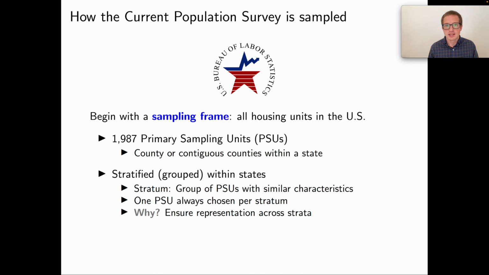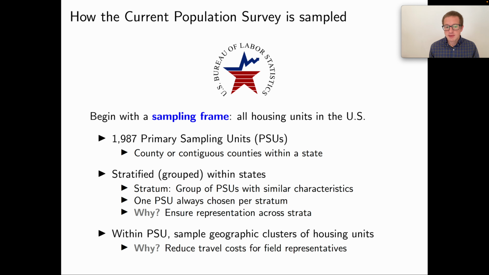I say the census because this is the Bureau of Labor Statistics in cooperation with the census. And this way they make sure they have good representation across a variety of counties in each state. So the states have these primary sampling units. Those are divided into strata, and they sample one primary sampling unit per stratum.